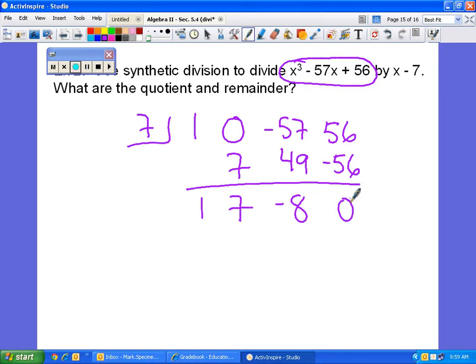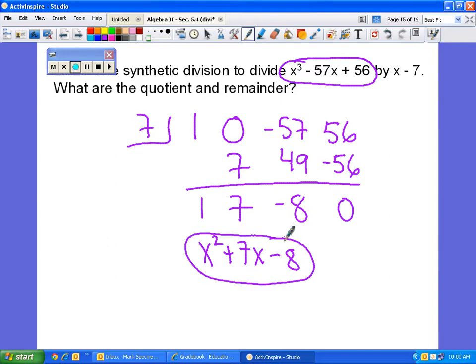So now again, we started with x to the 3rd power. So our quotient starts with what? X to the 2nd power. So I have 1x to the 2nd power plus 7x minus 8. And that's my answer.